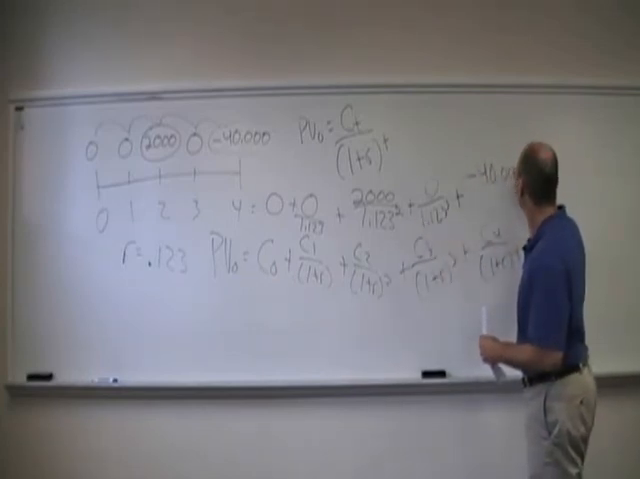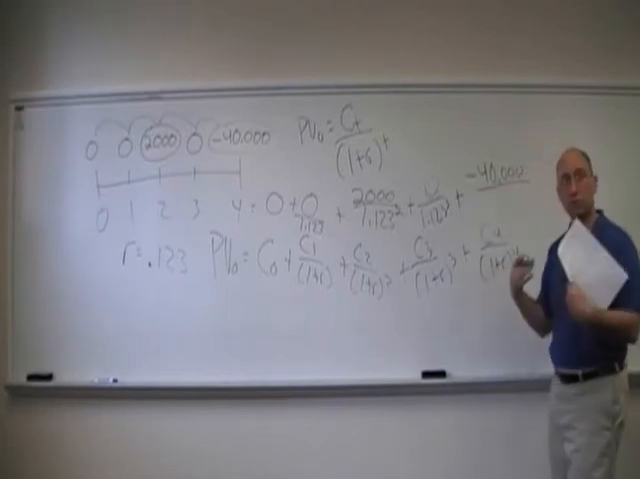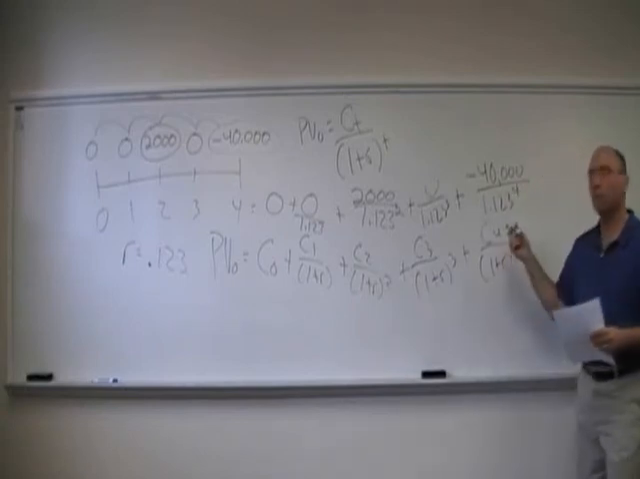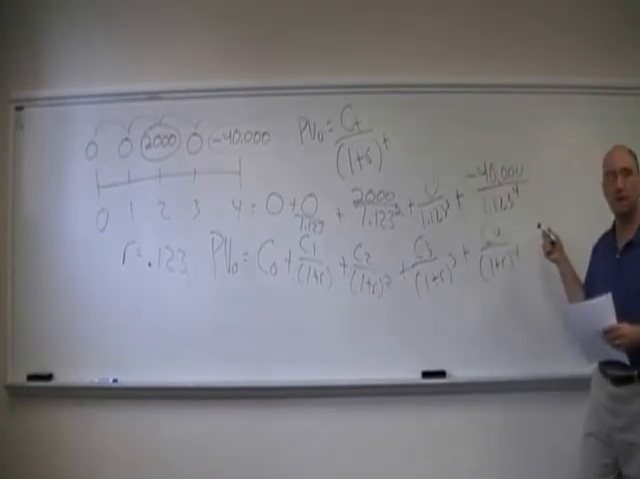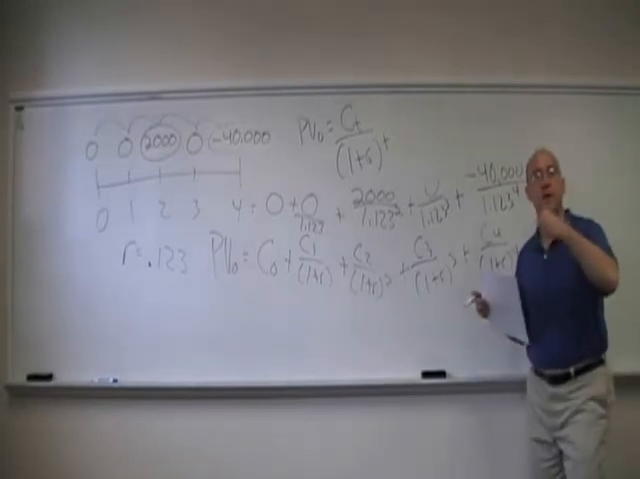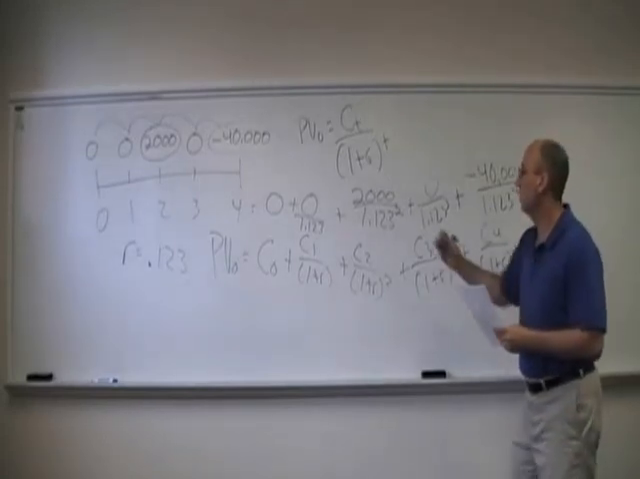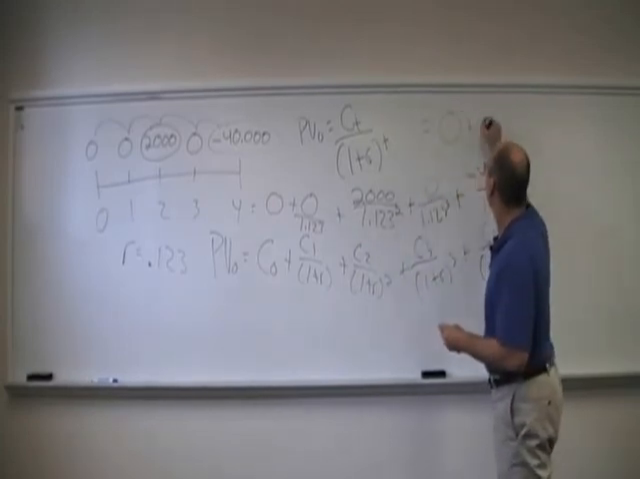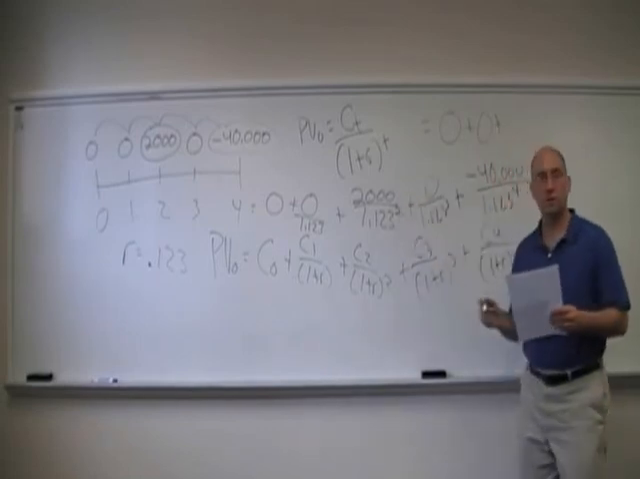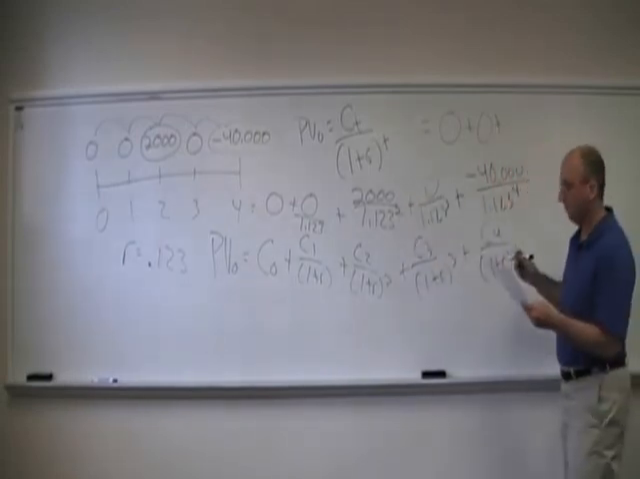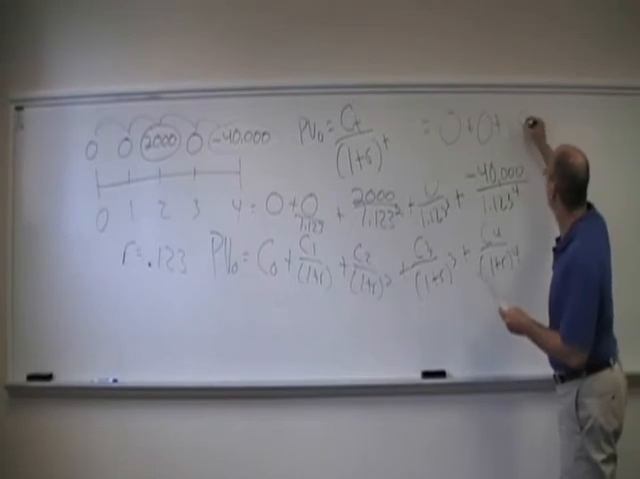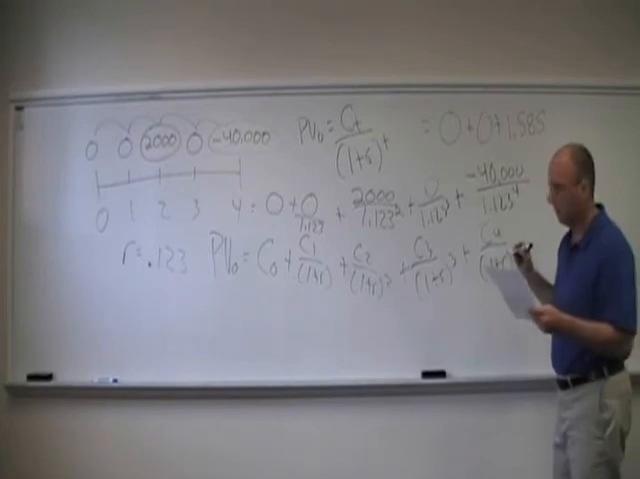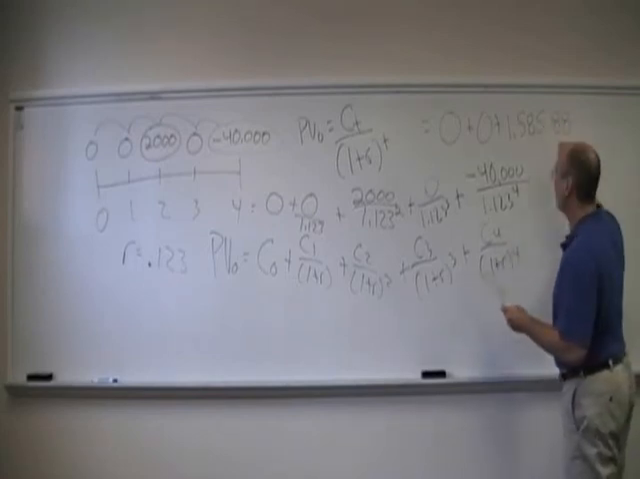That's the big check on the car. But the good news from our perspective is that it's in 4 years, so it doesn't actually cost us $40,000 because we don't have to pay it for 4 more years. So what is this equal to? It's equal to 0 plus 0, and 2,000 over 1.123 squared is equal to $1,585.88.